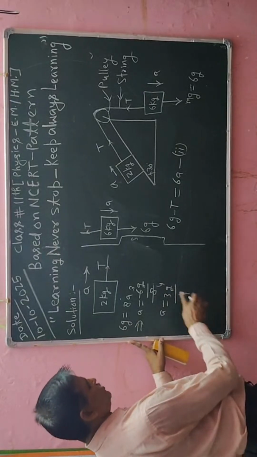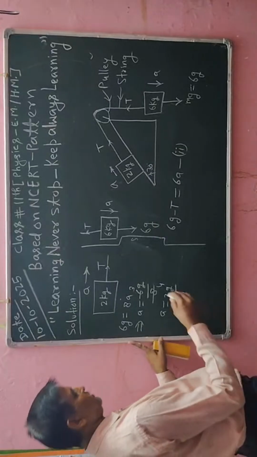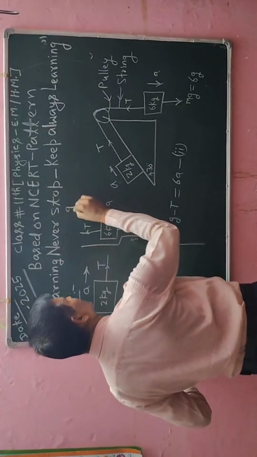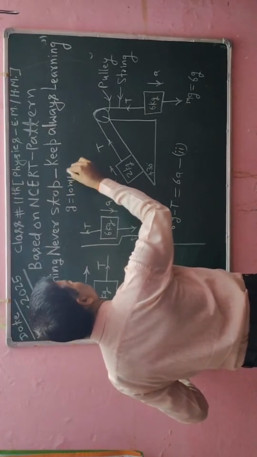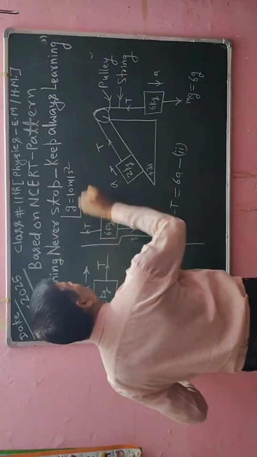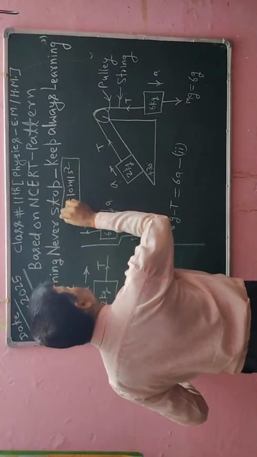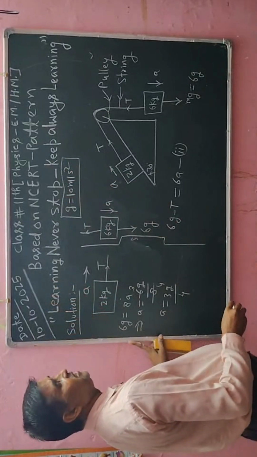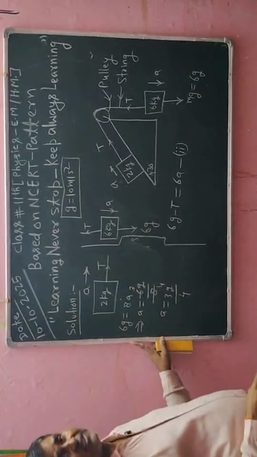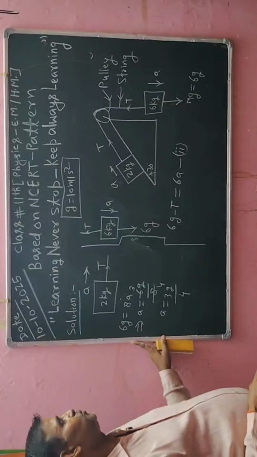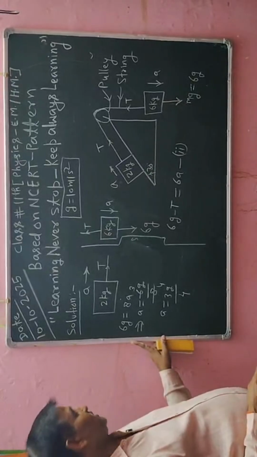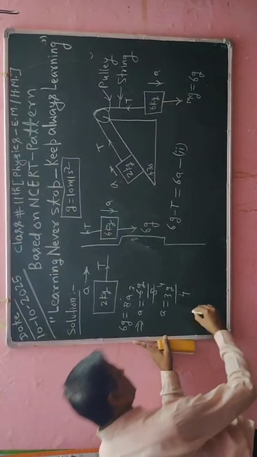So here I will put the value of g, which is equal to 10 meter per second square, because if I take the value of g as 10 meter per second square, its solution will be easy. I know that the value of g is also 9.8 meter per second square. For simple calculation I have to put the value of g, which is equal to 10 meter per second square. So here I will substitute.